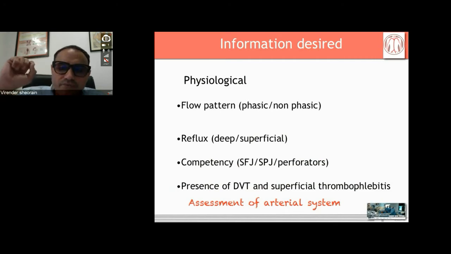You look for reflux. By reflux, I mean ask the patient to strain or do a Valsalva or lift his neck. By straining, you look for the direction of the flow in your veins. If the valves are competent, there won't be a deep venous reflux towards the feet. Similarly for the junctional reflux. So when we say competent valves, that means there is no reflux when the patient is doing Valsalva or straining, basically through the SFJ or SPJ or even with the perforators.